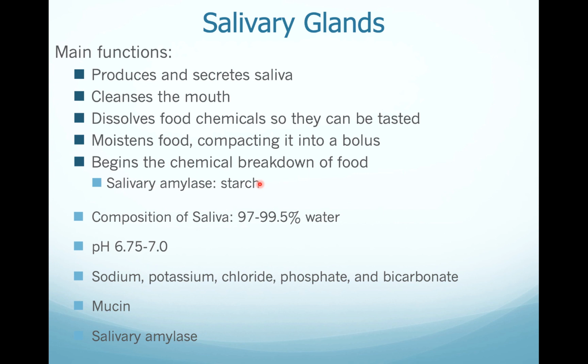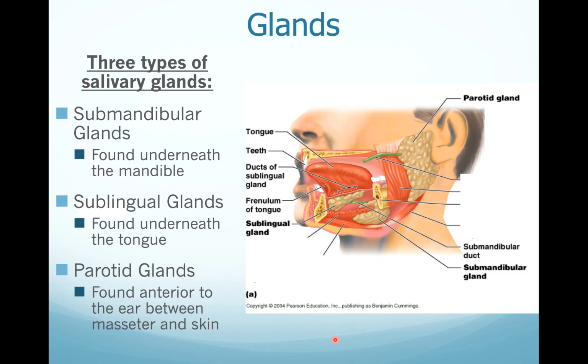So with that being said, saliva is made up mostly of water. It has a neutral pH. It has some salt inside of it. It does contain mucin to make it nice and lubricated and sticky to create that bolus. And it has salivary amylase inside of it to begin chemical digestion of starches. So it's safe to say that in the mouth, we do both mechanical and chemical digestion.